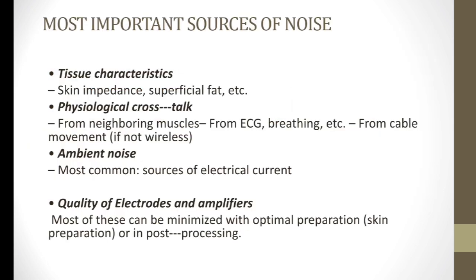So what are the most important sources of noise? Tissue characteristics, skin impedance, superficial fat, physiological crosstalk from neighboring muscles, from ECG, breathing, from cable movement, ambient noise, most common sources of electrical current, quality of electrode and amplifier. Most of these can be minimized with optimal preparation.